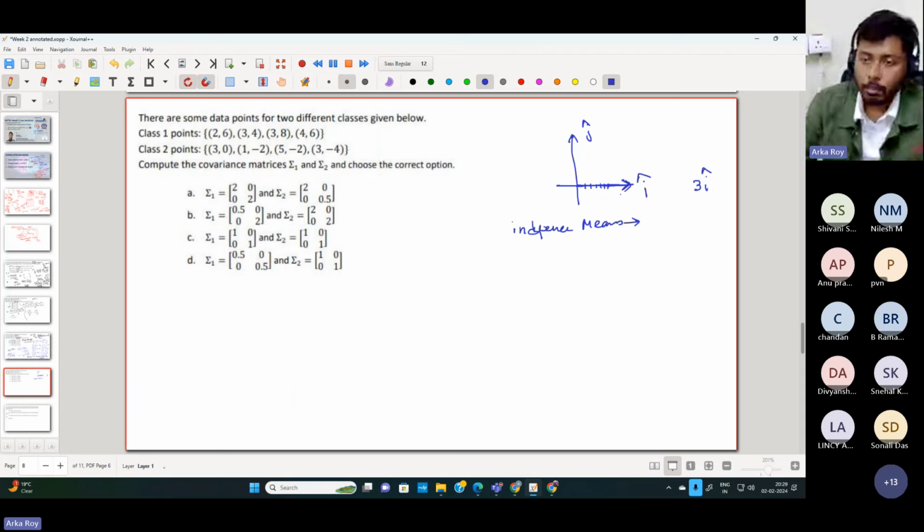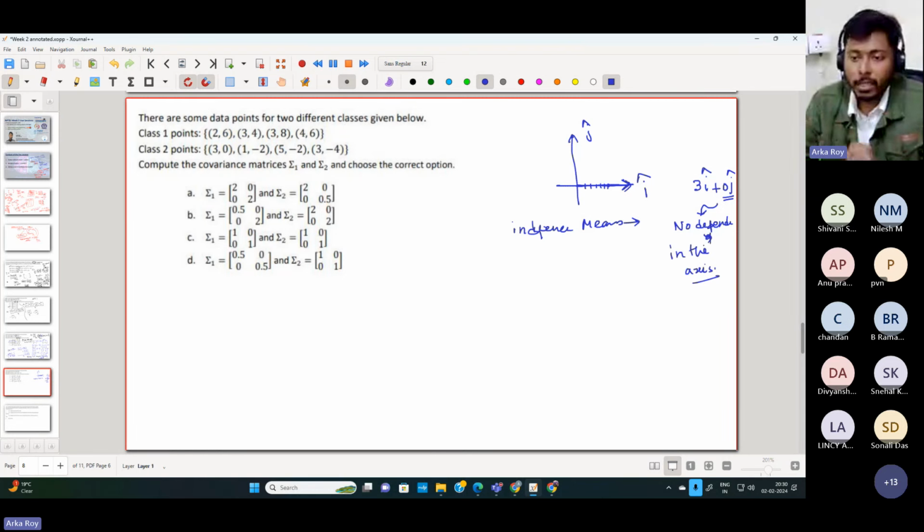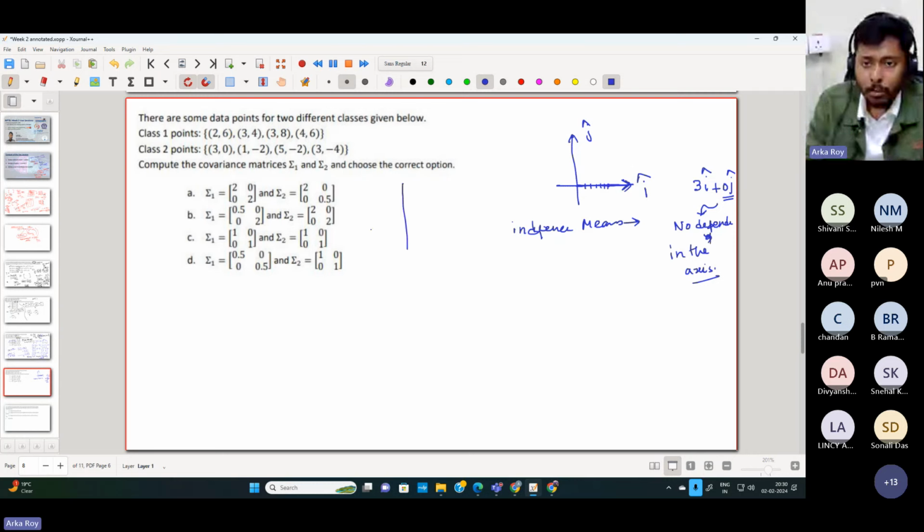No. That means you write over here, nobody writes like this, but the intuition comes from here. You write 0j. That means no dependency in the axis. Now, how to deal with this? How to make an interpretation? Whenever you draw any graph, you draw two perpendicular lines. Whenever you are asked to draw some curves, first you draw two perpendicular lines.